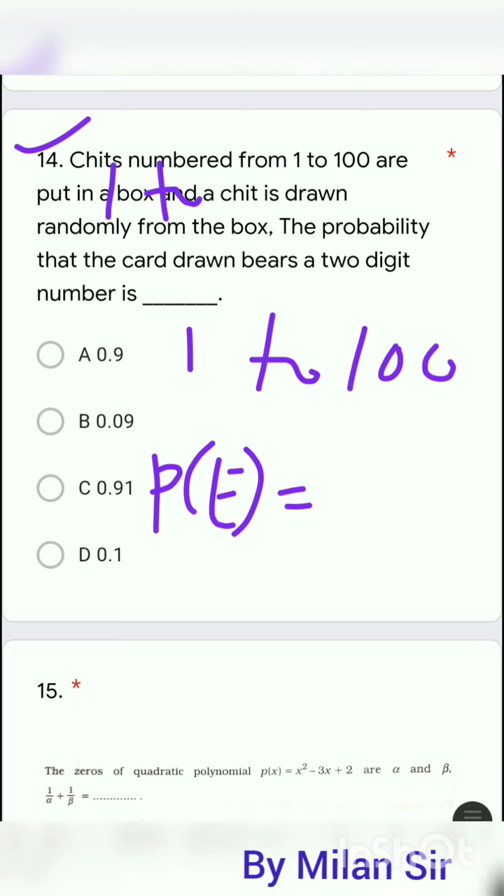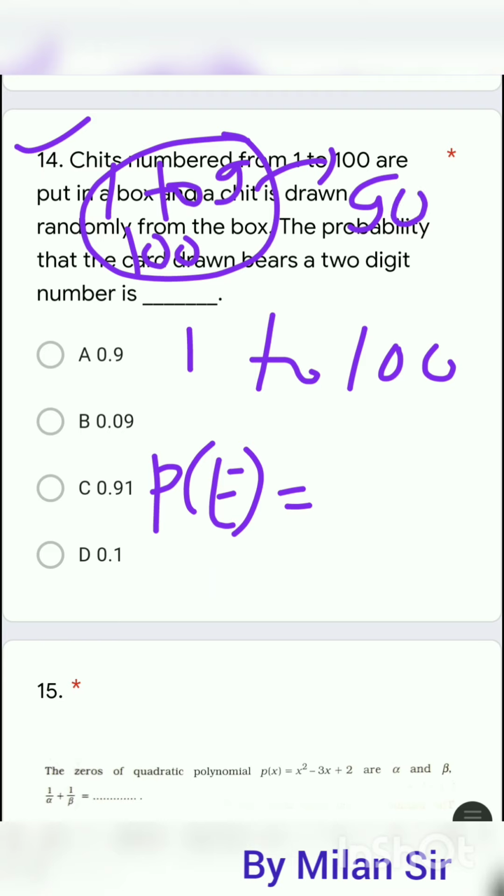And 1 to 9 are single-digit numbers, and 100 is a three-digit number, so it cannot be a two-digit number. All the other numbers are two-digit numbers. Okay, 1 to 9, so 9 numbers, and 100. So total 10 numbers are there which are other than two-digit numbers. So the remaining 90 numbers are two-digit numbers, right? Sorry, 10 to 99.